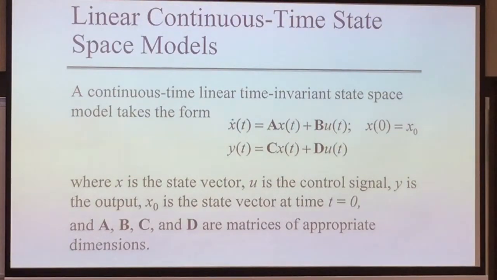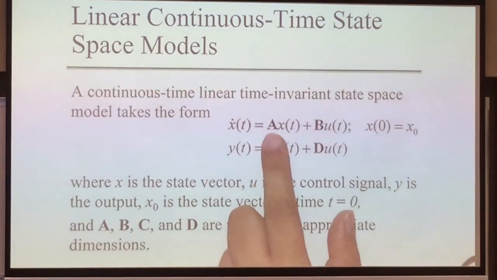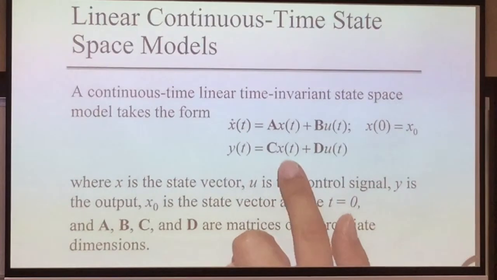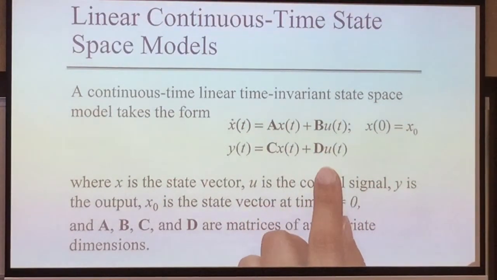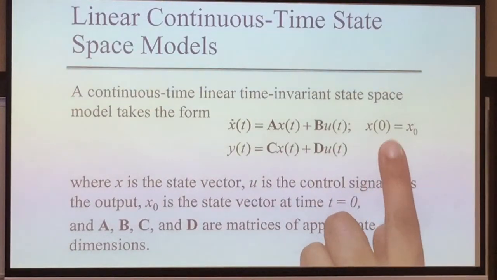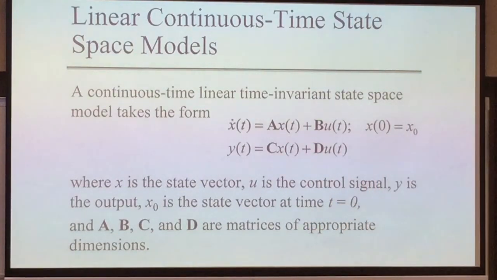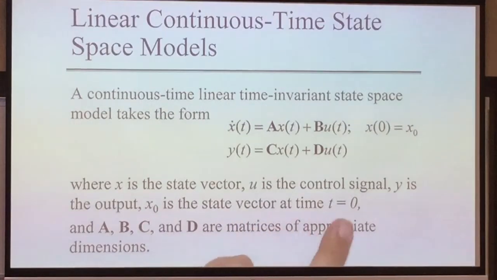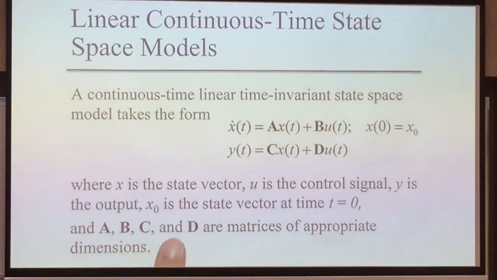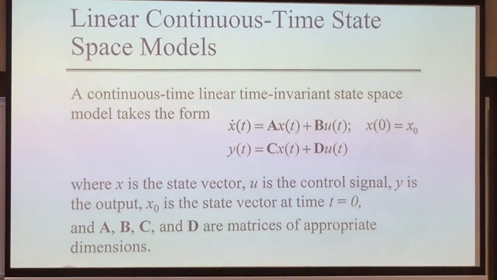A continuous time linear time invariant state space model takes this form: x dot equals Ax plus Bu, and y equals Cx plus Du, and all these are in terms of time t. Okay? And the initial condition is x0. Where x is the state vector, u is the control signal, y is the output, x0 is the state vector at time equals 0, and A, B, C, D are matrices of appropriate dimension.